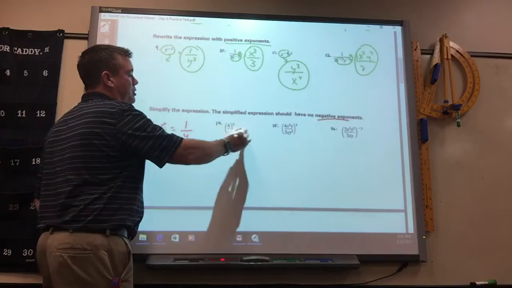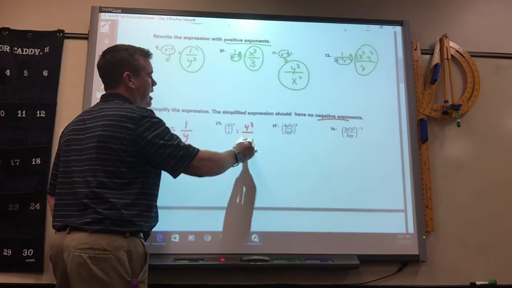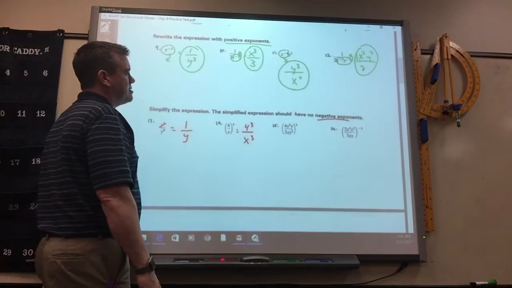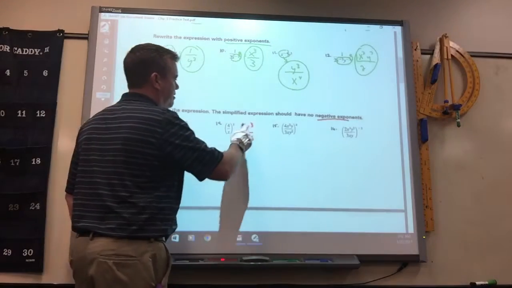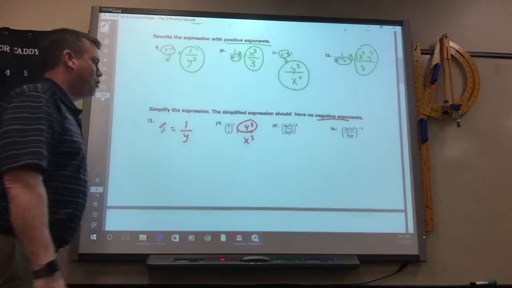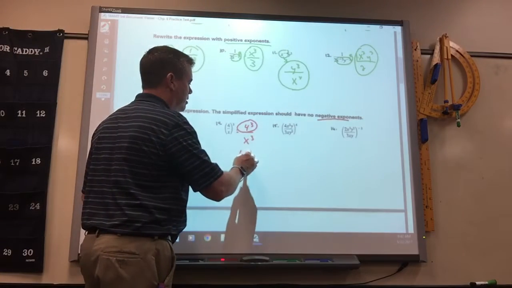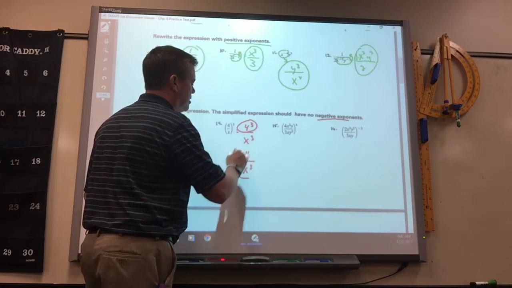This one, all we can do is take 4 to the third, x to the third. It doesn't say to write as a power, so we should figure that out. 4 to the third is 64. X to the cube.